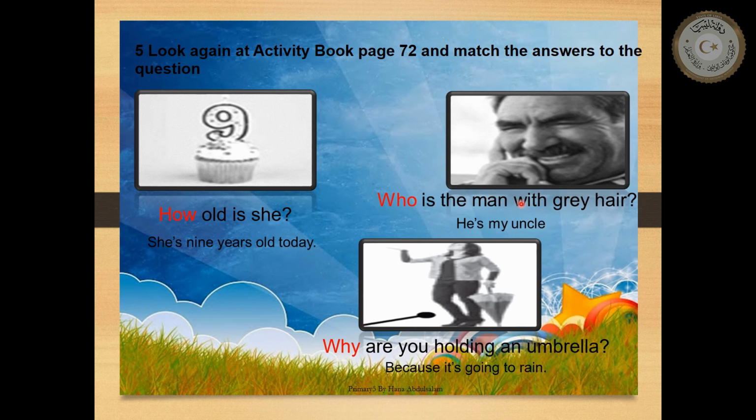Who is the man with gray hair? He is my uncle. Why are you holding an umbrella? Because it's going to rain. How is a number. Who is a person. Why means because.